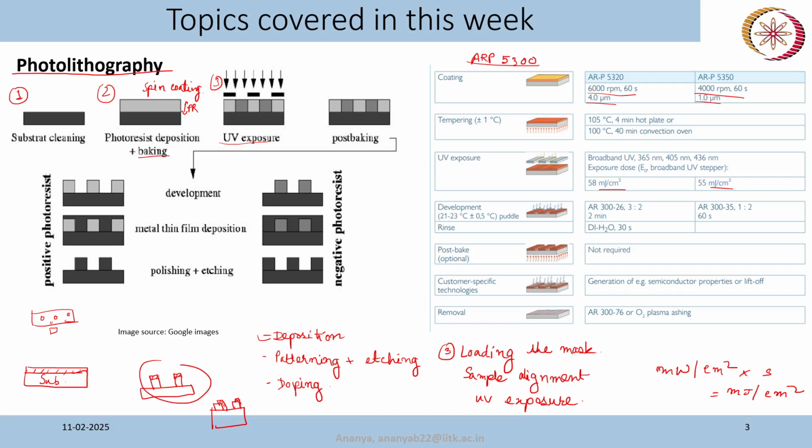That will give better resolution of our features. Otherwise what will happen, if there is a gap, light will leak through this area also, and overall your dimension will be different. So ideally, whatever your dimensions are in the mask, you want similar dimensions in the photoresist pattern. That you will not get if the contact is not proper.